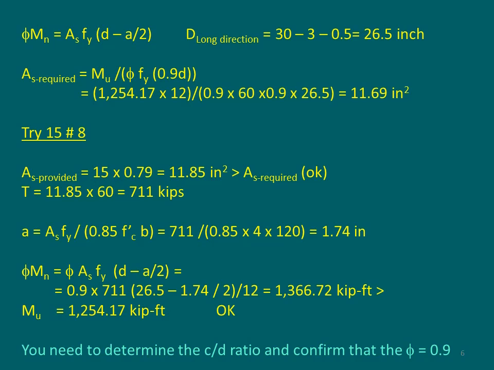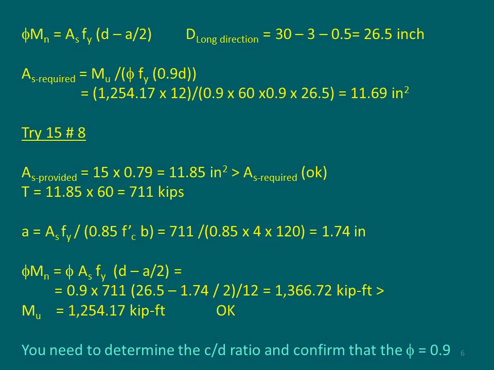And the amount of tension force is going to be equal to this actual As multiplied by Fy. I have here 711 kips. Now you can determine the compression block depth from the standard equation that we have been using, and what you have here is going to be 1.74.